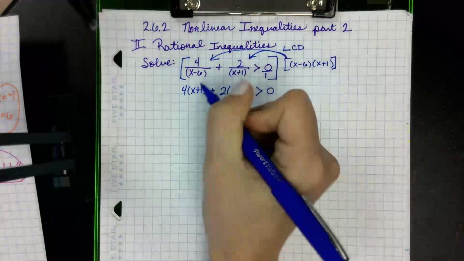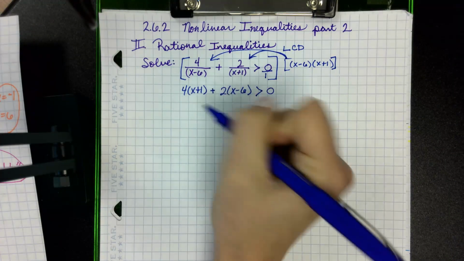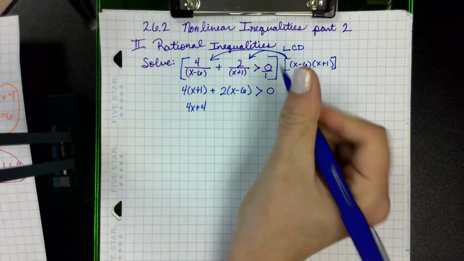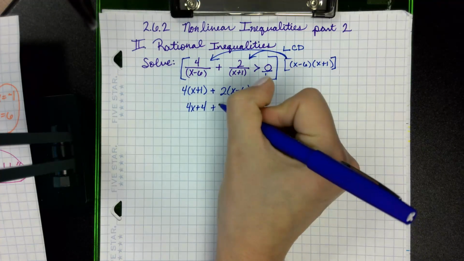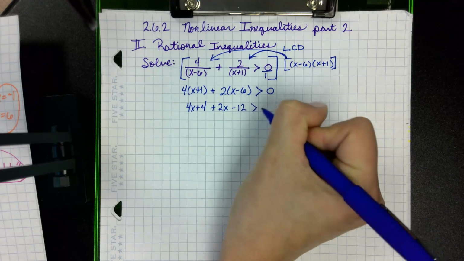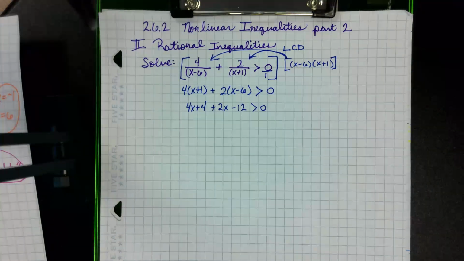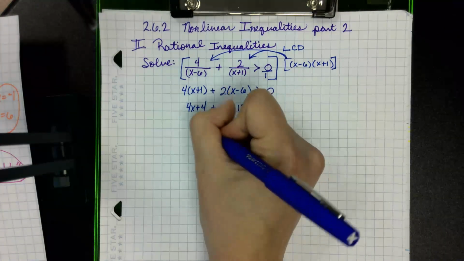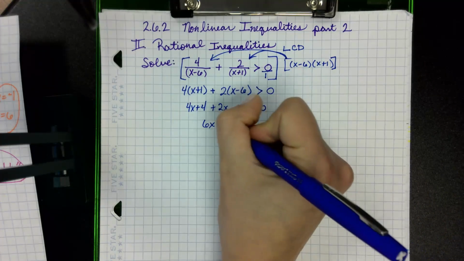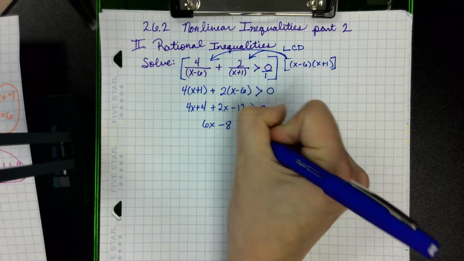Now we're just going to multiply out. Distribute the 4. So we get 4x plus 4. Distribute the 2. We get plus 2x minus 12. It's greater than 0. Combine our like terms. 4x plus 2x gives us 6x. Positive 4, negative 12 gives us negative 8, is greater than 0.